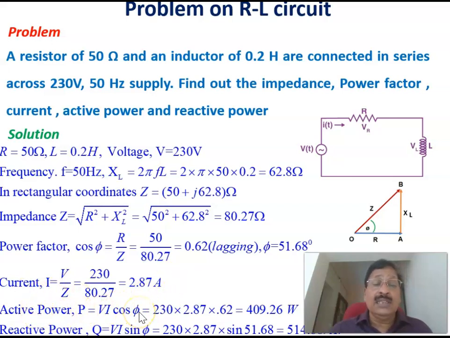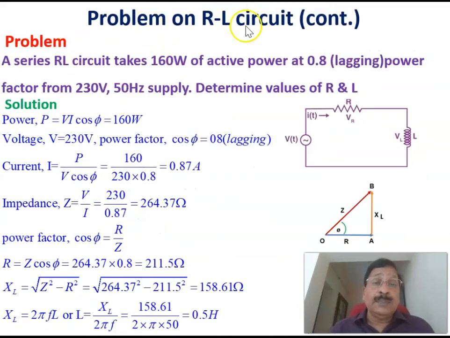Active power, as you know, is equal to V into I into cos phi. It's active power or true power or real power, the product of voltage, current and power factor, VI cos phi. That is equal to 230 into 2.87 into the power factor 0.62, or 409.26 watts. And the reactive power Q equals VI sin phi, which is 230 into 2.87 into the sine of this angle, which is minus 514.87. This is the reactive power, and this is the real power.